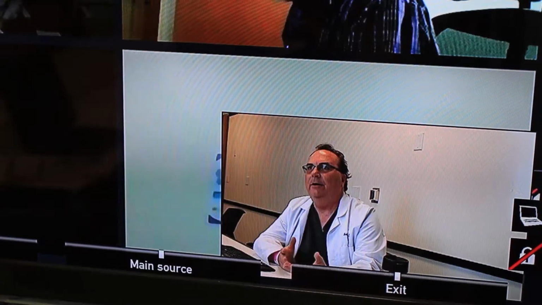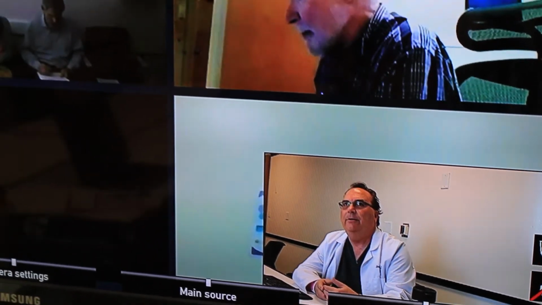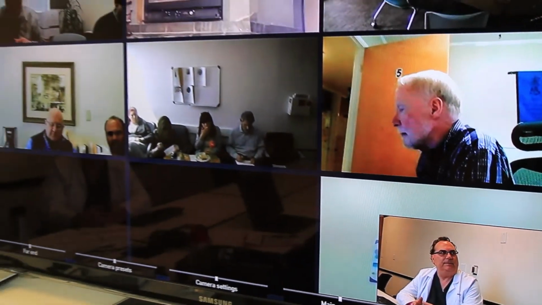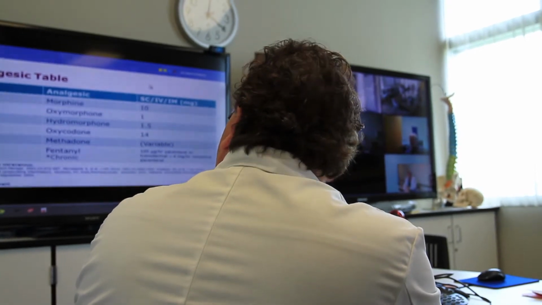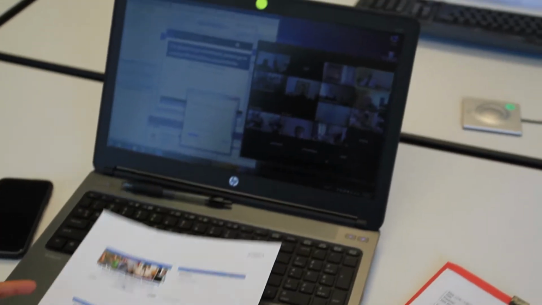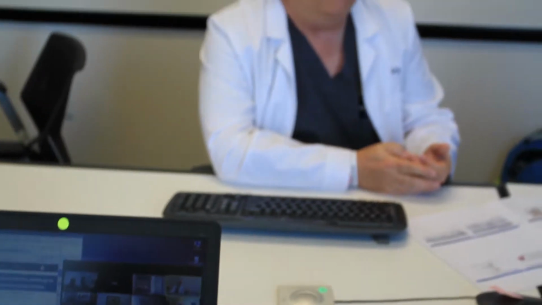When you're switching from one opioid to another, you have to take into account that they're not equally potent. So you need to understand the relative potencies of opioid analgesics and then try to calculate out the appropriate dose when you convert from one opioid to another.